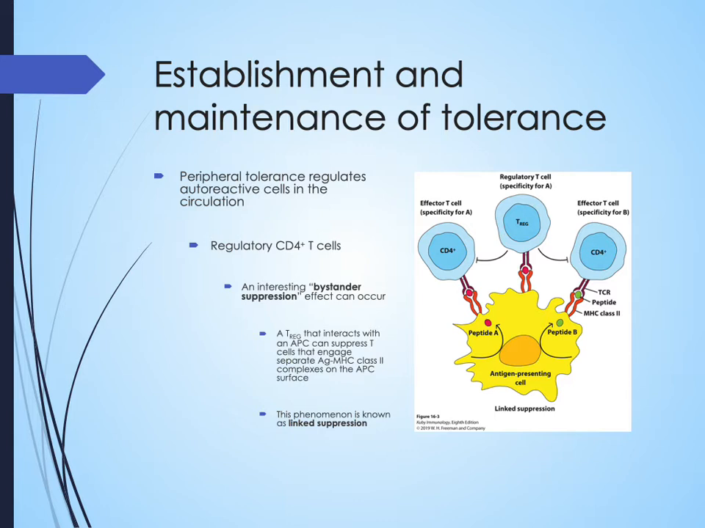There's an establishment of tolerance, and we think of that more in central tolerance, but also in peripheral tolerance. But then there's also maintenance of it. And again, this is where T regulatory cells are really important because they can actually have a bystander suppression effect, because they're going to produce these cytokines, and in that environment, it can have an effect on those effector cells.